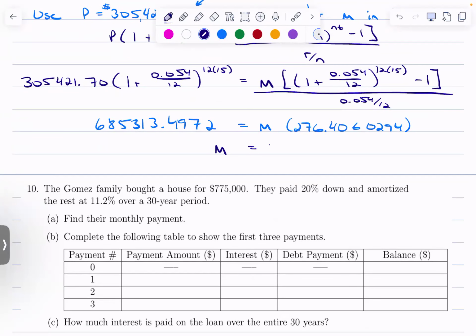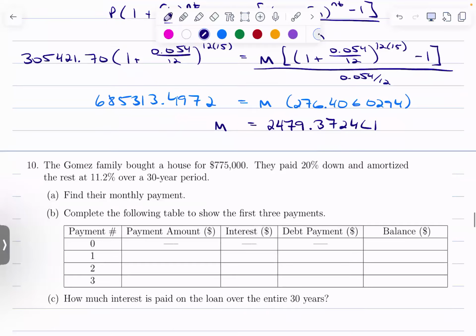Find that my M is $2,479.372461, which means that she would be getting $2,479.37 per month for 15 years. Not bad, I think.